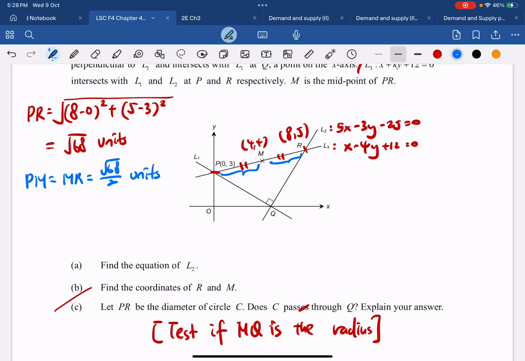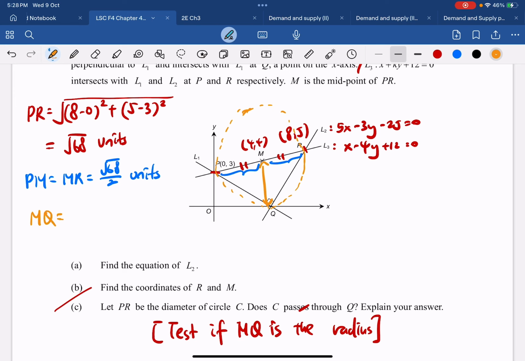So let's see. They ask you if C, the circle, passes through Q. So let's try to draw the diagram first. Always try to draw the diagram, although it doesn't count for any marks. So if C passes through Q, that means MQ is also the radius, right? So that's why I gave you the hint. You need to test if MQ equals PM.